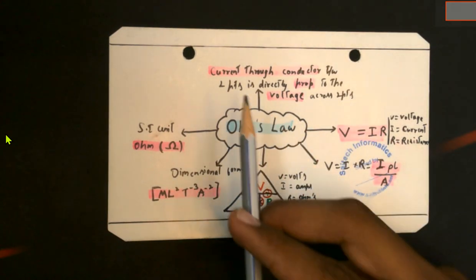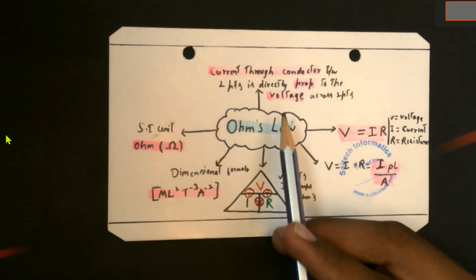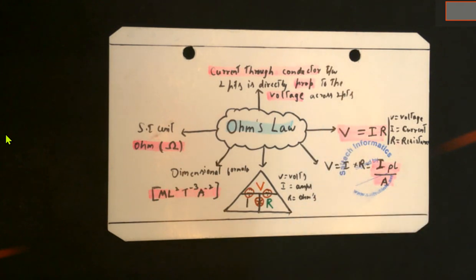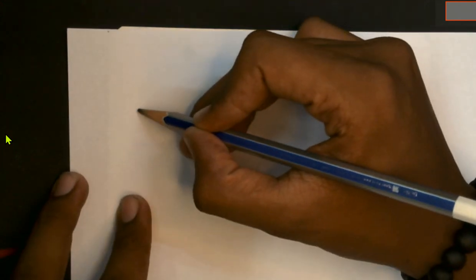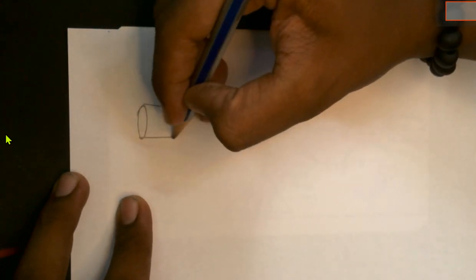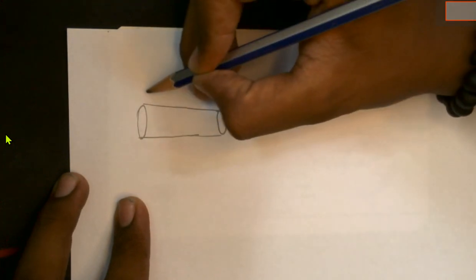Ohm's law states that the current through a conductor between 2 points is directly proportional to the voltage across the 2 points. To visualize Ohm's law, let us consider a conductor which is cylindrical in shape. A conductor is a material or an object which allows free flow of electrons. Let us consider this cylinder of length L.